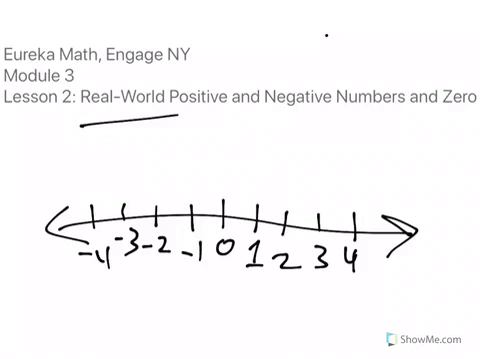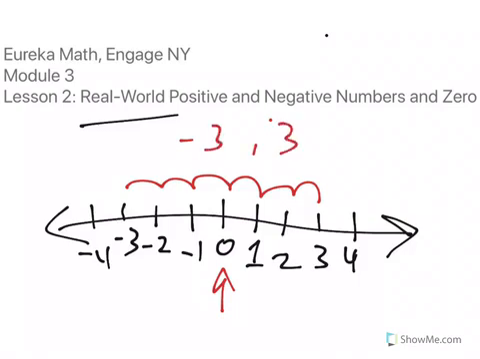And we talked about how numbers are considered opposites if 0 is in between them at an equal distance. So for example, let's look at 3. Well, 3 is 1, 2, 3 spaces away from 0. So what is 1, 2, 3 spaces away from 0 to the left of 0? It's -3. So -3 and +3, or just 3, are considered opposites.